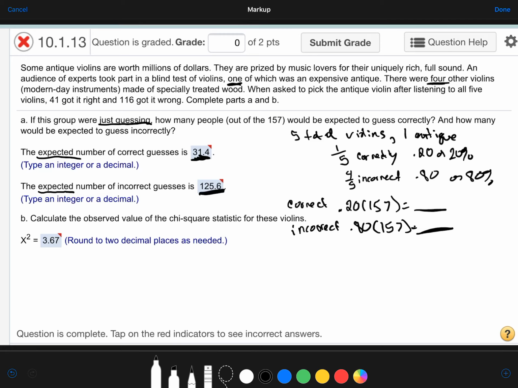Then how that helps you is when you go into StatCrunch to run these tests, you need a column of expected values. So our expected values in this case are 31.4 and 125.6. And then you need a column of observed values. In this case, we know those. They already told us those. Observed was 41 right and 116 wrong. Then you can enter those into StatCrunch, and that's what you need to run that goodness of fit test.